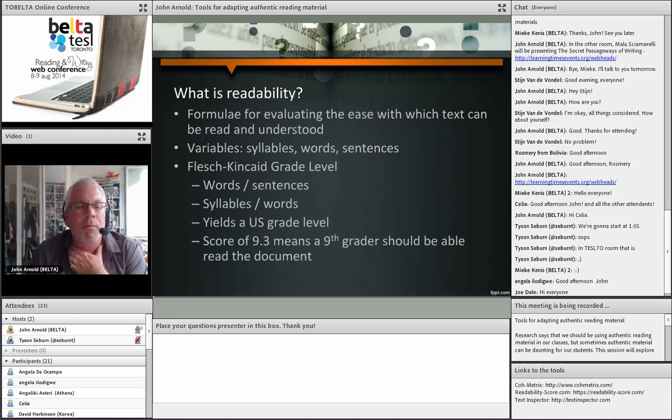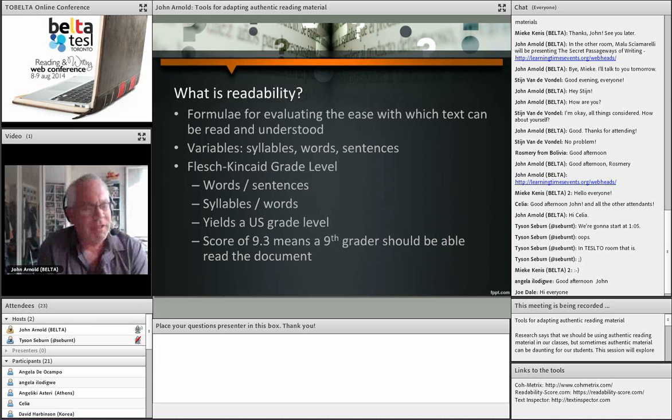The problem is it yields a US grade level. And so I had to work with then how do I equate this grade level to something that L2 students can understand. And so, for example, if you have a score of 9.3, that means that an American teenager in the ninth grade, which is the first year of high school, should be able to read the document. So that's what my students were working with, was this concept.